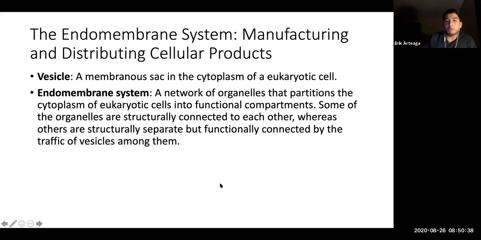So the endomembrane system: manufacturing and distributing cellular products. A vesicle is a membranous sac in the cytoplasm of a eukaryotic cell. The endomembrane system is a network of organelles that partitions the cytoplasm of eukaryotic cells into functional compartments. Some of the organelles are structurally connected to each other, whereas others are structurally separate but functionally connected by traffic of vesicles among them. That is a mouthful, okay?